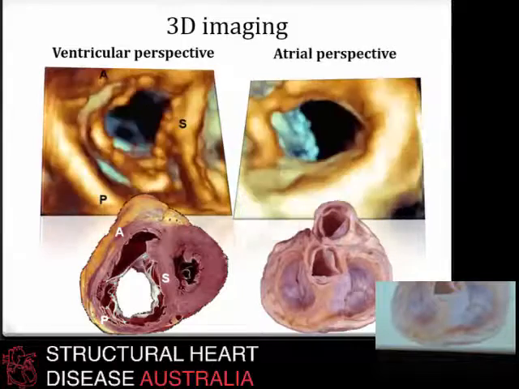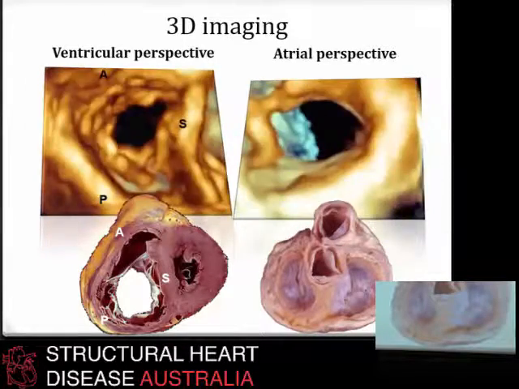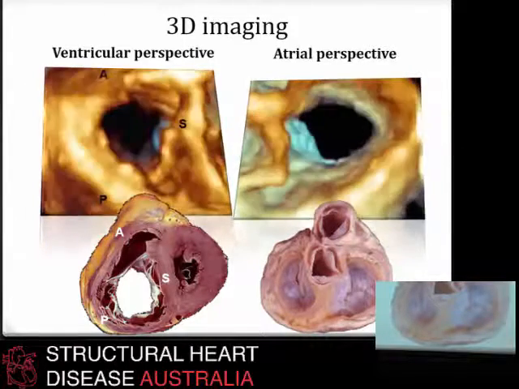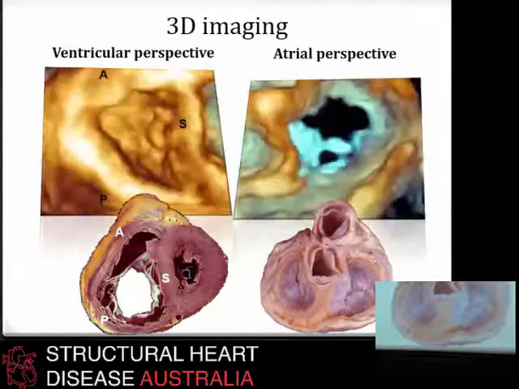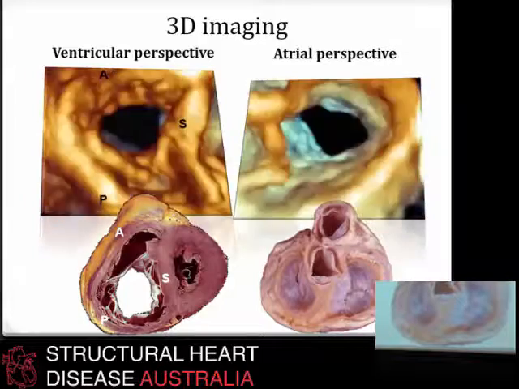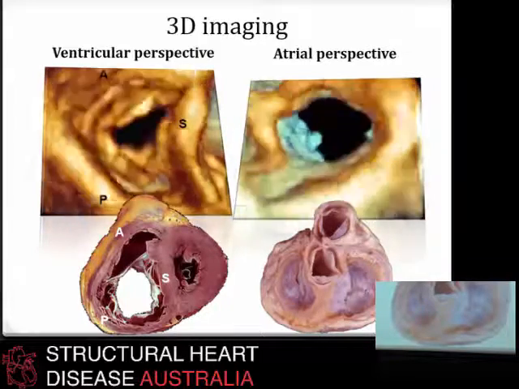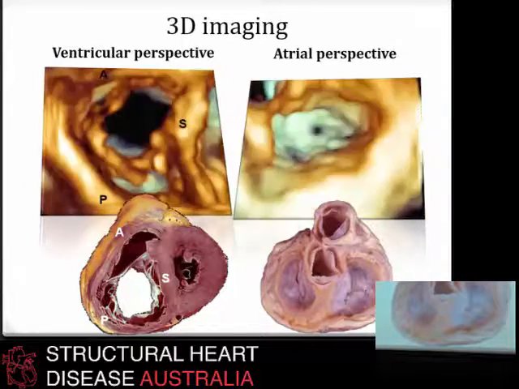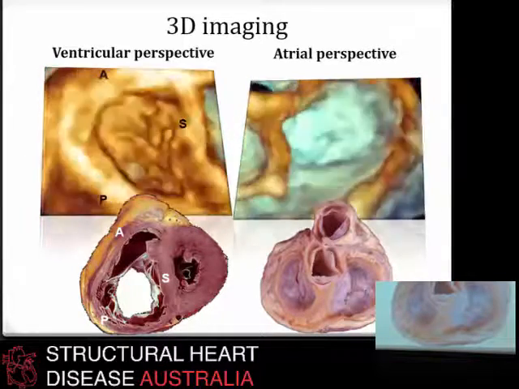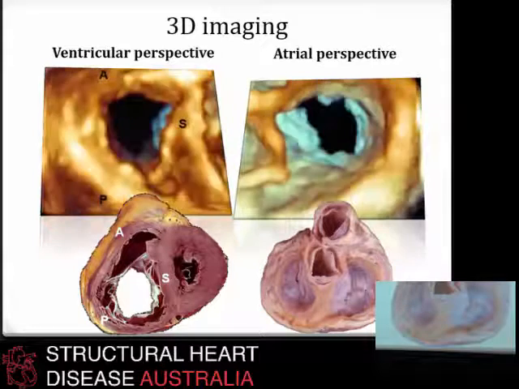The same volume set can be reconstructed from the atrial perspective or the surgeon's view, as if looking from the patient's left shoulder. In this perspective, the septum is on the left, readily identifying the septal leaflet in association, and the anterior leaflet is located anteriorly, and the posterior leaflet associated with the diaphragmatic surface.